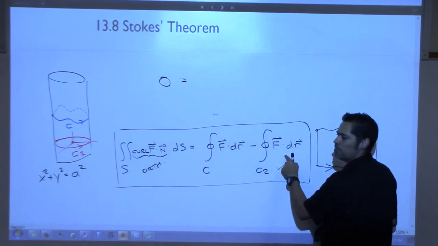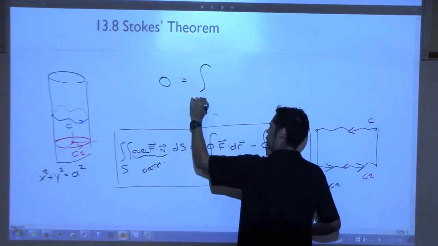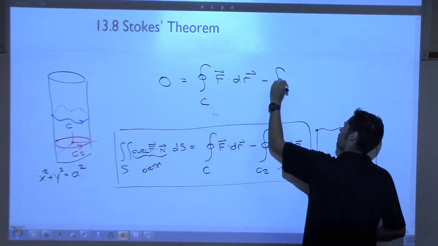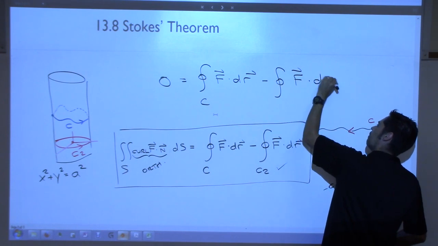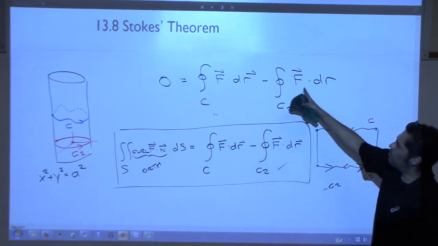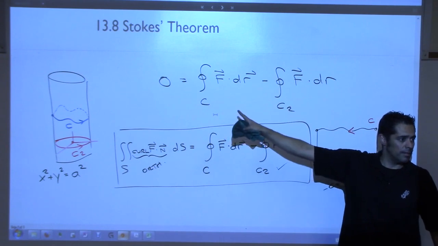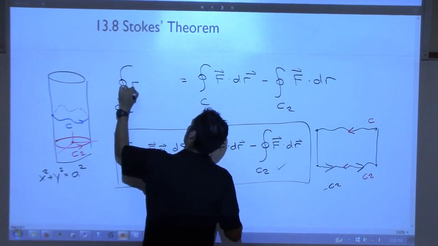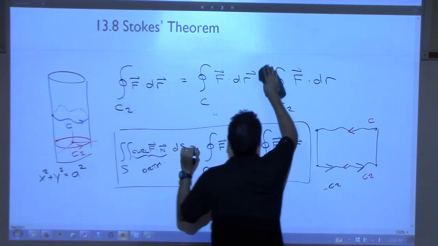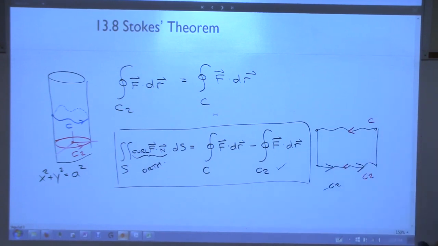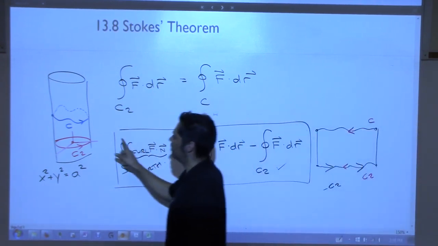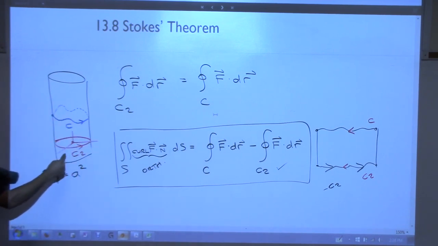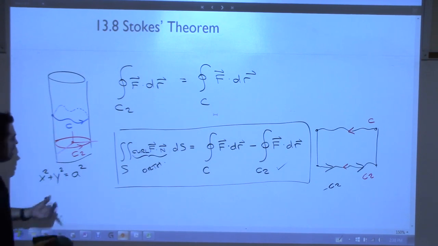So if the left side is 0, then these two on the right side are all that's left. Not that they cancel, they're equal to each other, right? So just move this one to the other side. And what you have is that the work around this curve in this particular vector field is equivalent to the work around this curve.